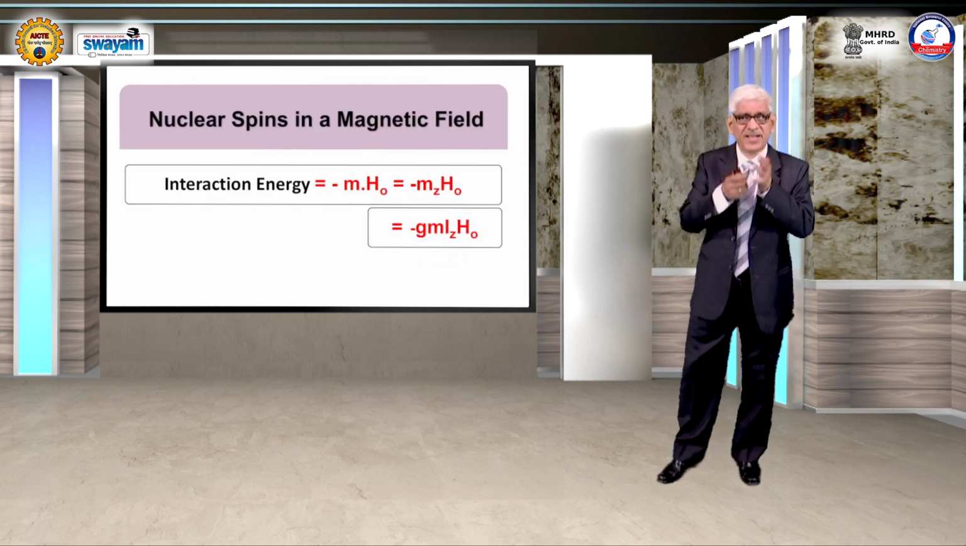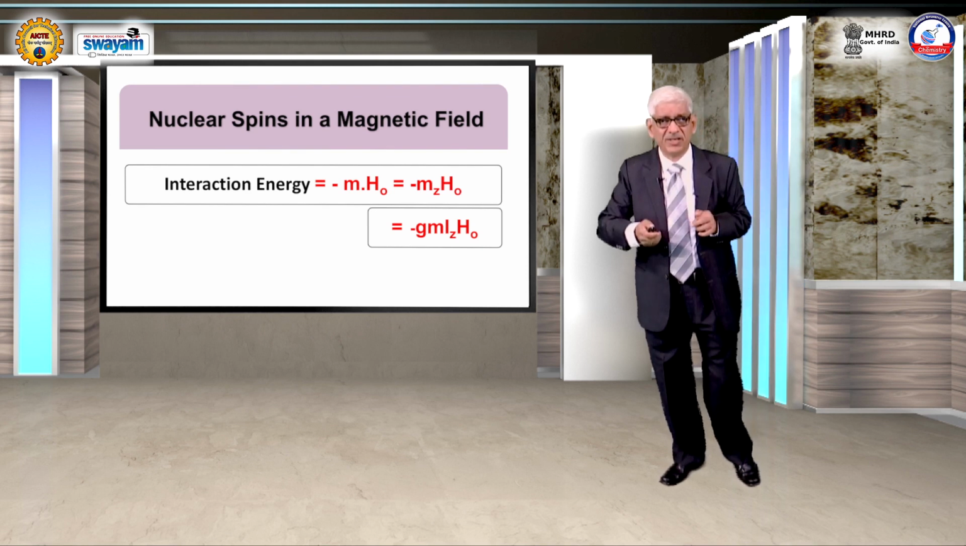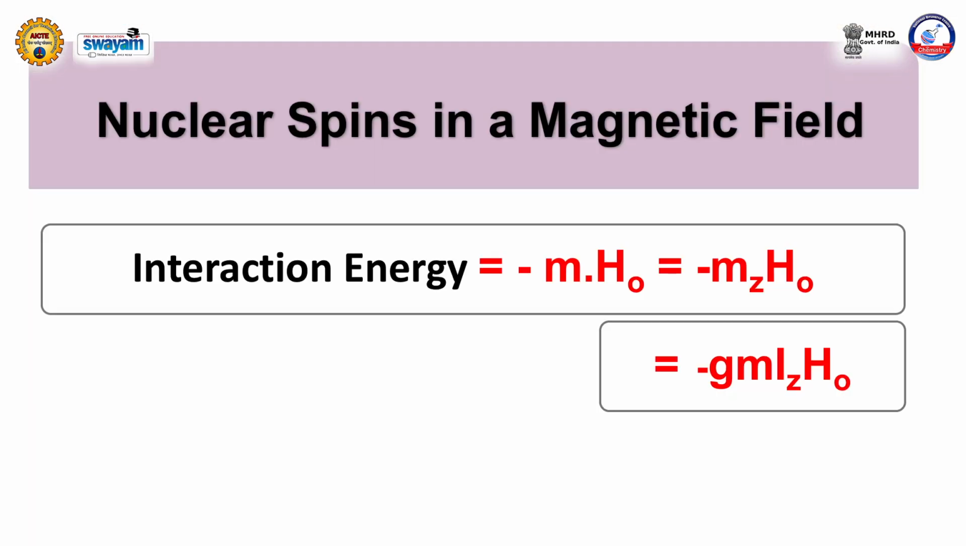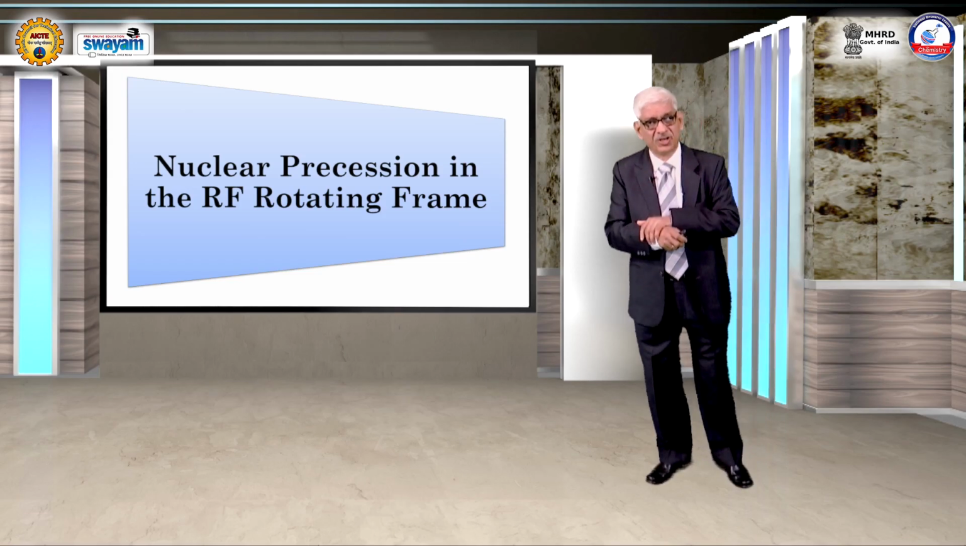And mathematically, the interaction between the magnetic field and the magnetic moment is described by minus mu dot H naught, and that is given by mu z H naught, where mu z is the component of the magnetic moment on the direction of the field. Now let us look at this in a particular way.